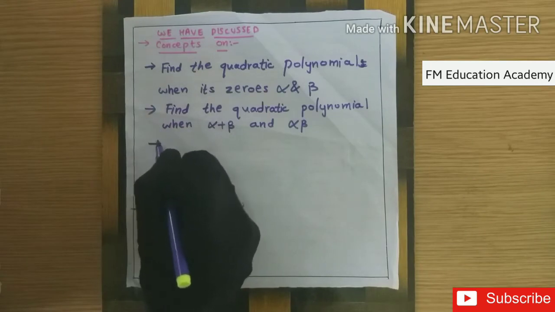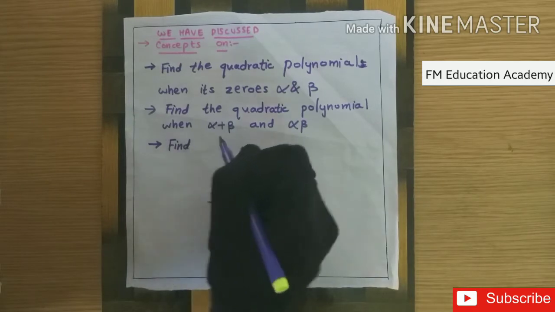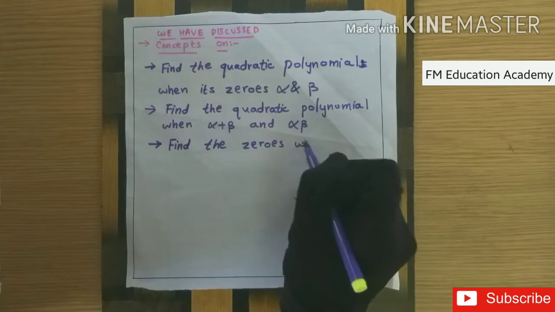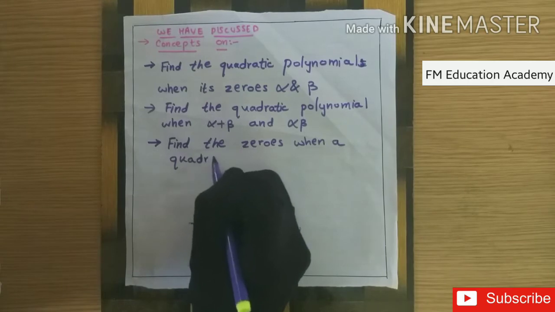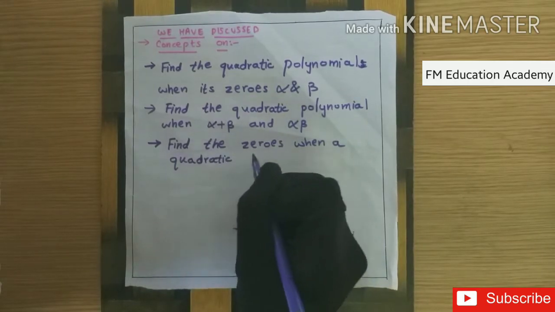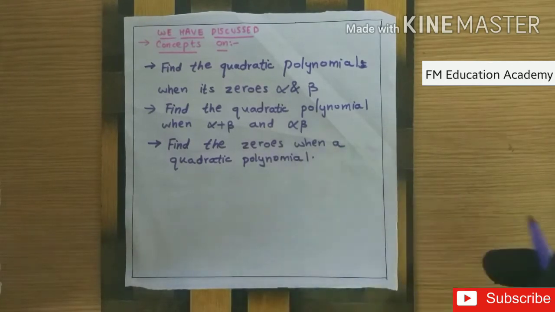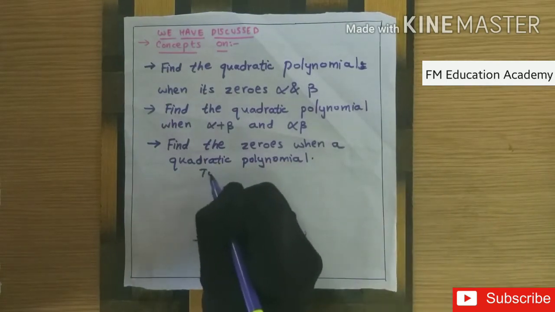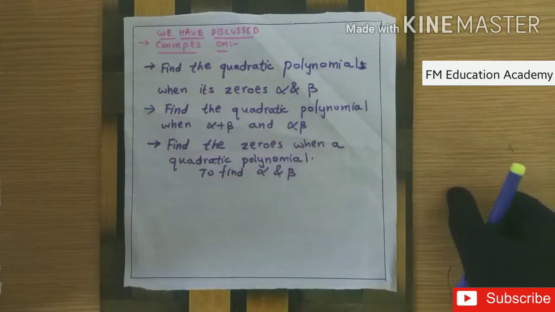Then one more concept was discussed, that is we have to find out the zeros when a quadratic polynomial is given to us. So how to find the zeros when a quadratic polynomial is given to us? That is, we have to find out what is the value of alpha and what is the value of beta from the quadratic polynomial given to us.